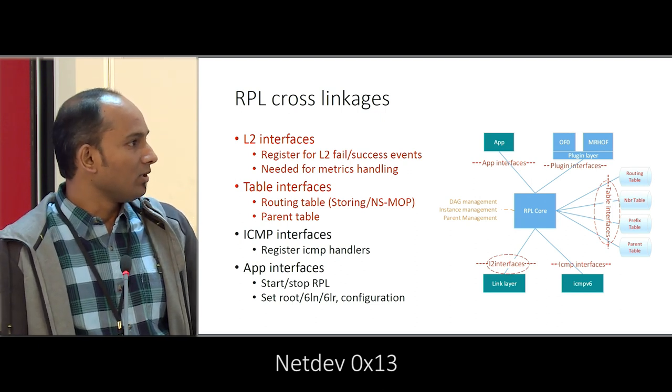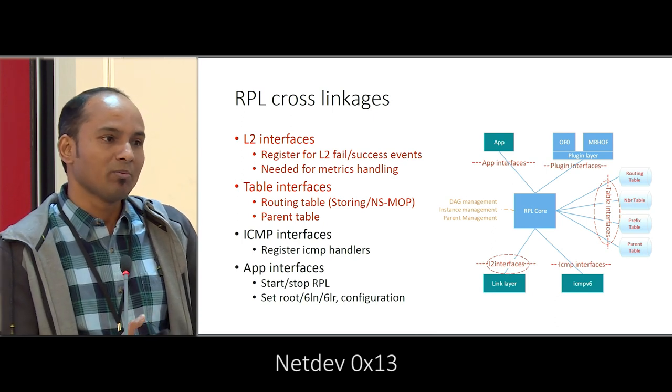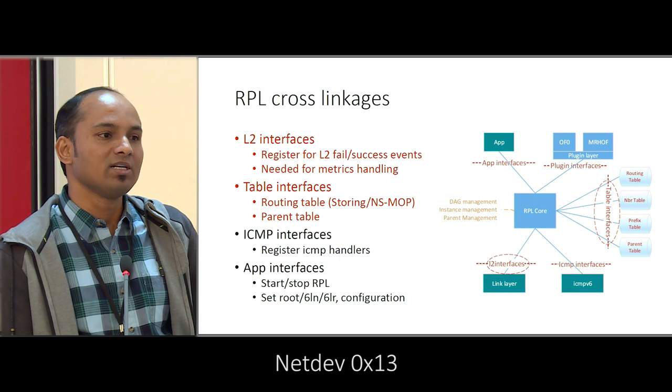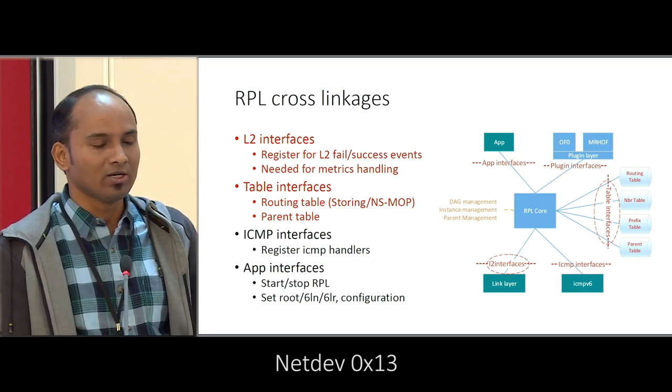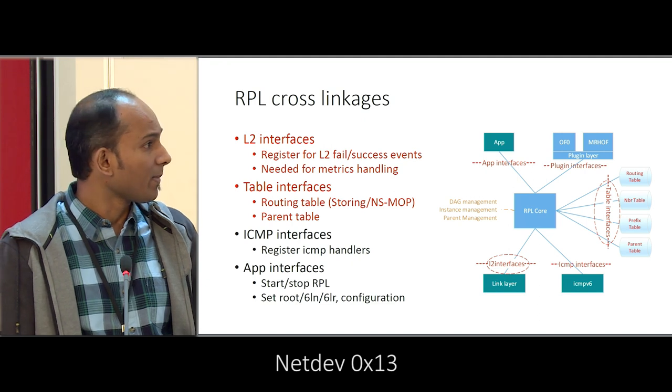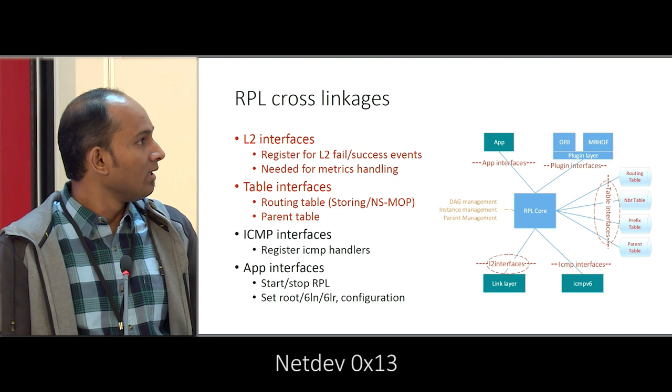The parent table: there could be more than one upstream parent information that has to be maintained by every 6LR. This is needed when the node has to be switched in case of link failure or node failure. These are pretty standard interfaces, I'm not going to talk about that.